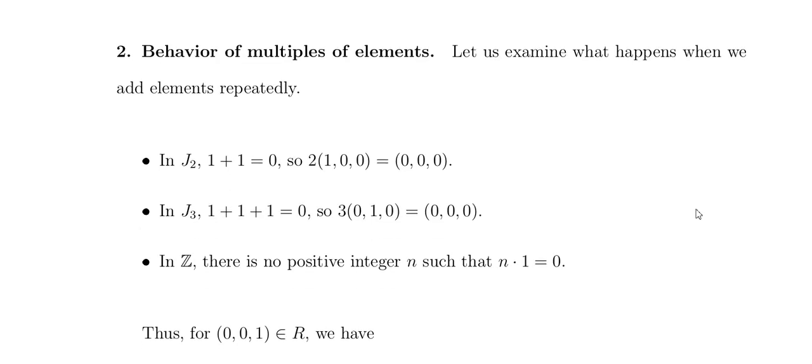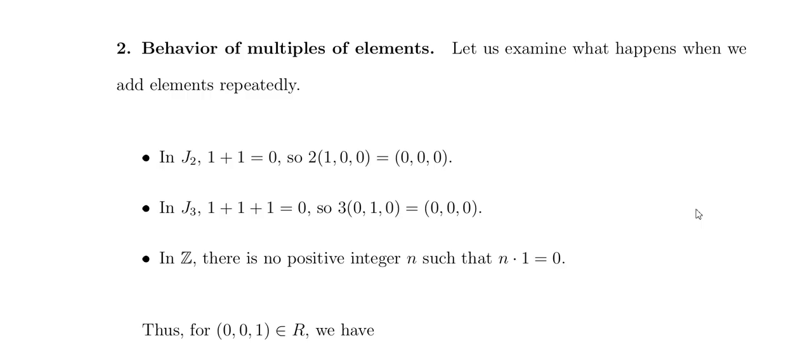And the behavior of the multiples of elements. Let us examine what happens when we add the elements. That is, 1 plus 1 equal to 0 in Z2, 2 into 1 is 0, and 3 into 1 is 0 in modulo 3, so 0 in modulo 3 and 0 in modulo 2. So there is no positive integer n such that n dot 1 equals 0.